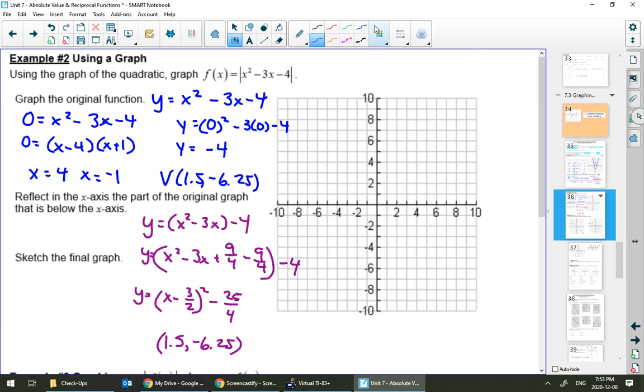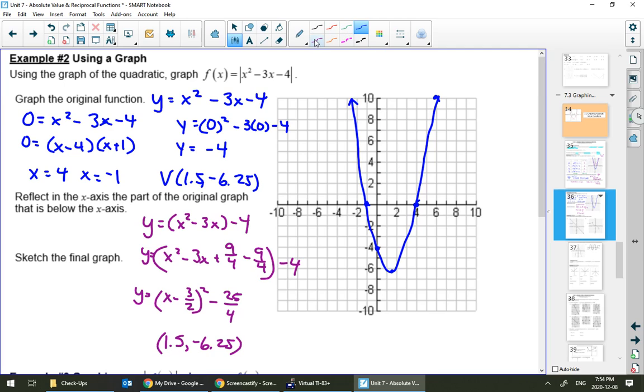All right, so using that information, we're going to plot our original graph. So we have zeros at 4 and -1. We have a y-intercept at -4, and we have a minimum at (1.5, -6.25). All right, and then we sketch our graph. If you wanted more detail, you could use your table of values to find more points on there.